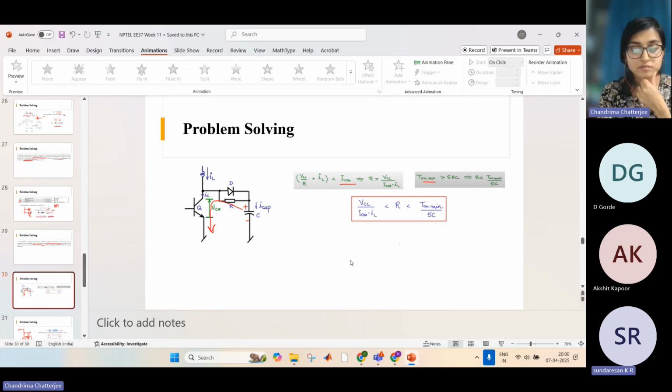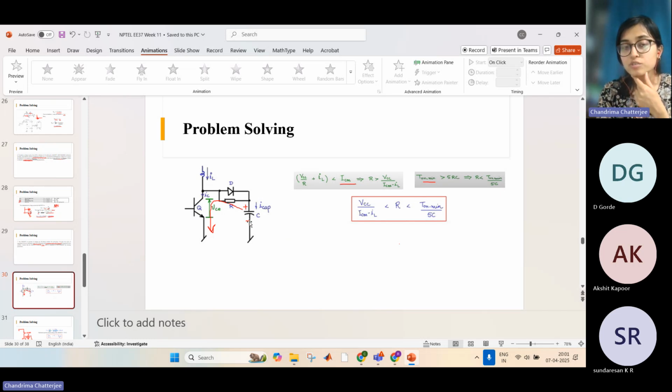And the 1/6 time, how did you get? No, this is 5 RC, not 6. This is not 5 here, it is 1. Yes, 5 is because, if your time constant is RC, then 5 RC is typically the time the capacitor takes to fully charge. So the typical charging time is 5 RC, 5 times the time constant.